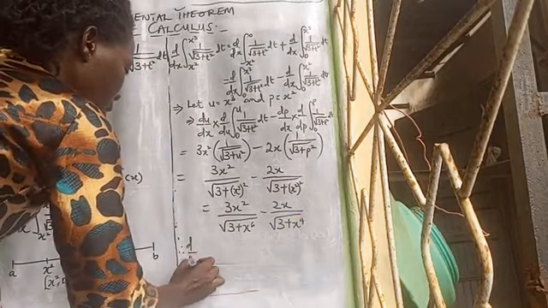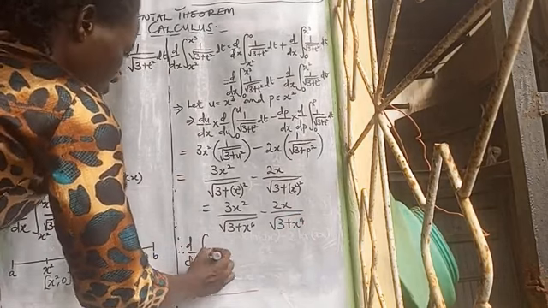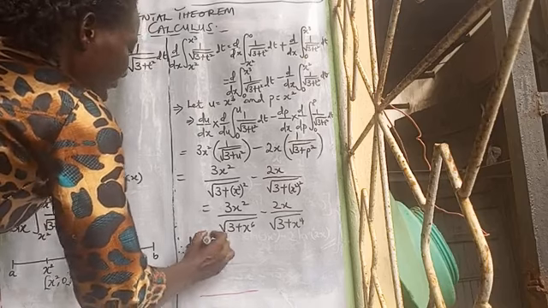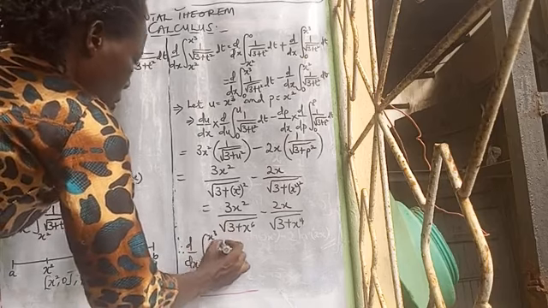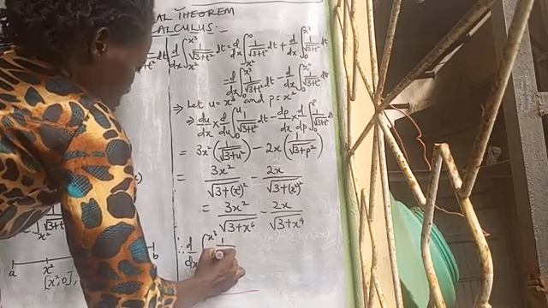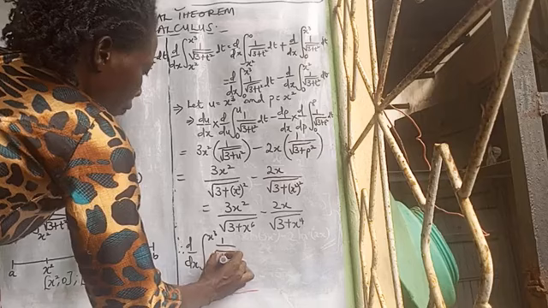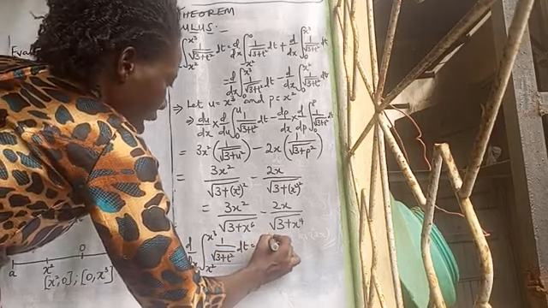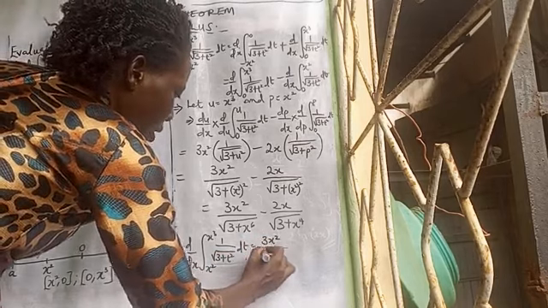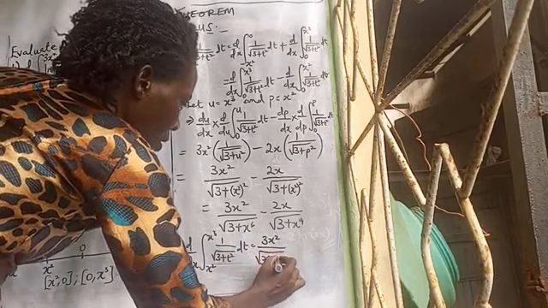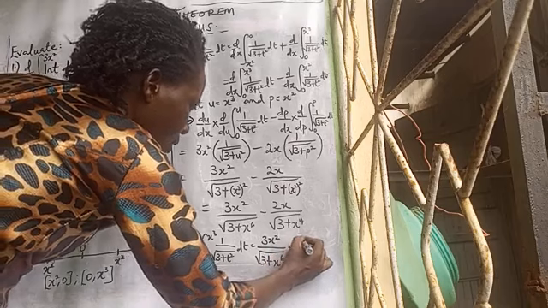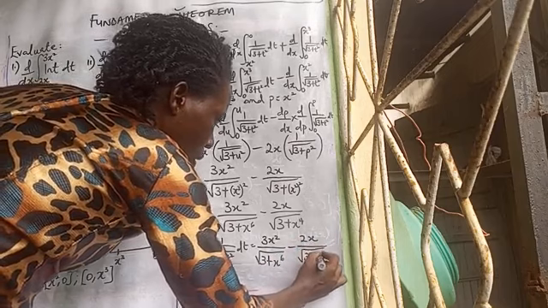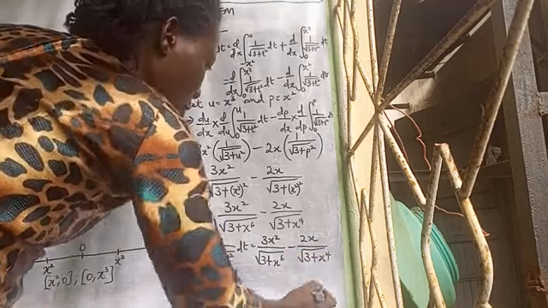d dx of the integral from s squared to s cubed of 1 over the square root of 3 plus t squared dt is equal to 3x squared over the square root of 3 plus x raised to power 6, minus 2x over the square root of 3 plus x raised to power 4.